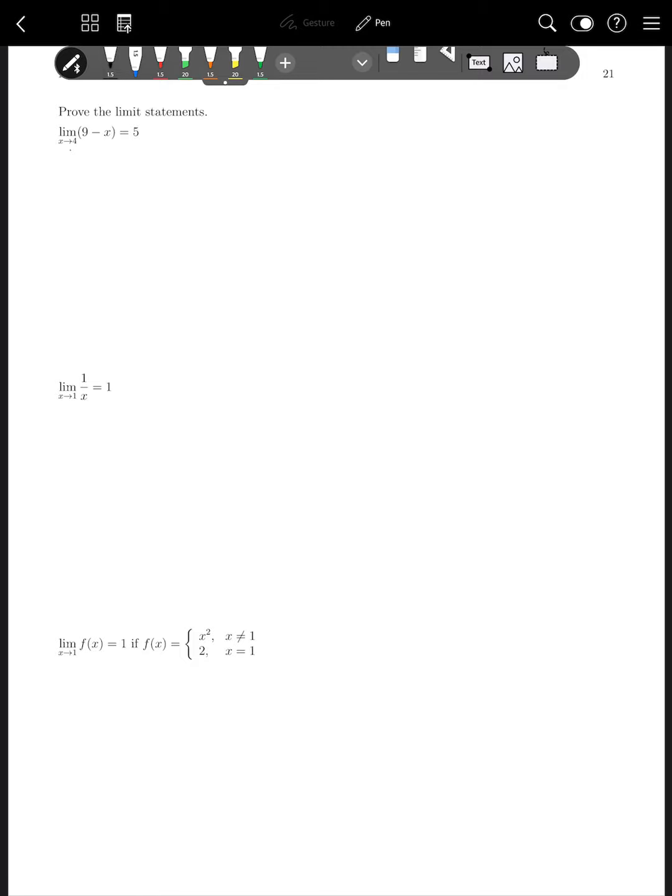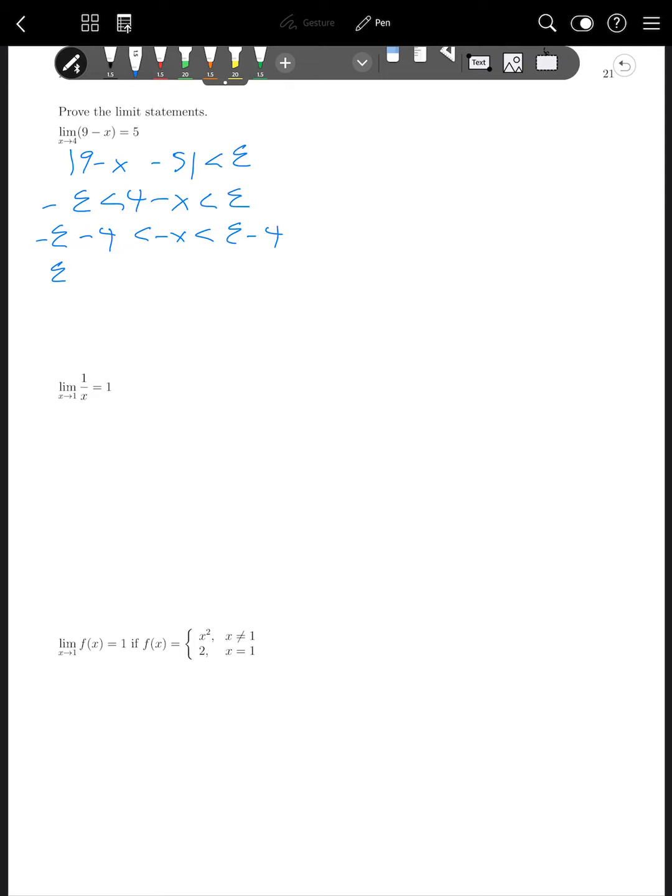So the first one, the absolute value of 9 minus x minus 5 is less than epsilon. Sorry, I put the absolute value bar too quick. So that's negative epsilon is less than 4 minus x, which is less than epsilon. So then we subtract 4. So negative epsilon minus 4 is less than the opposite of x, which is less than epsilon minus 4.